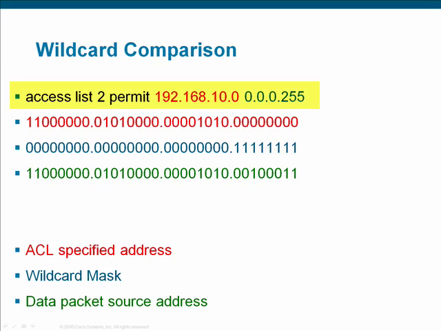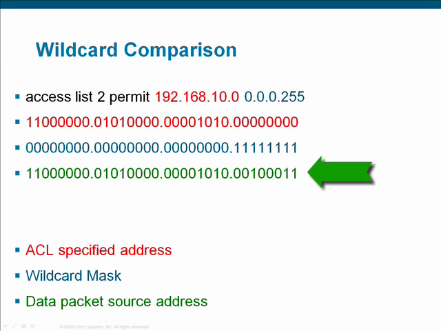Our ACL specifies a permit action for packets with a source address of 192.168.10.0 with a wildcard mask of 0.0.0.255. Knowing that in a wildcard mask, a 0 means that corresponding bit values must match, and a 1 means to ignore the corresponding bit values in the address, we can see that we are permitting any packet with a source address within the 192.168.10.0/24 network. Let's examine this closer.